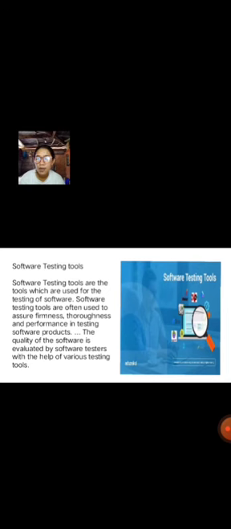Meron tayong 10. First is the HP QuickTest Professional. Next is Selenium. Third is the IBM Rational Functional Tester. The fourth is SilkTest, then TestComplete, TestingAnywhere, WinRunner, LoadRunner, Visual Studio Test Professional, and WATIR.